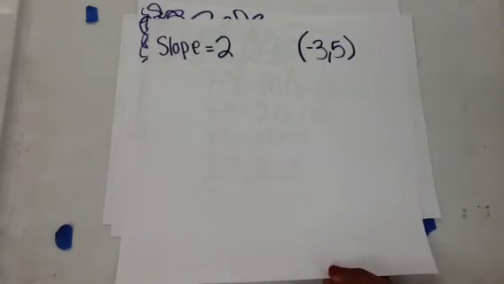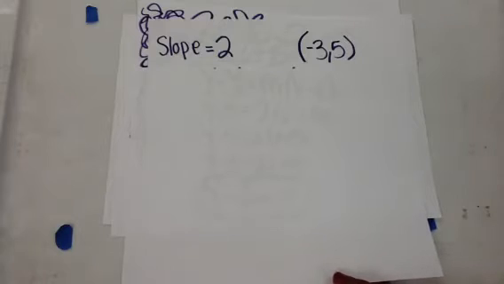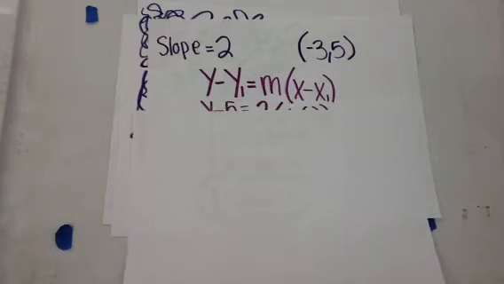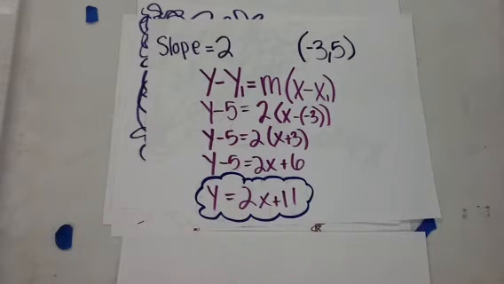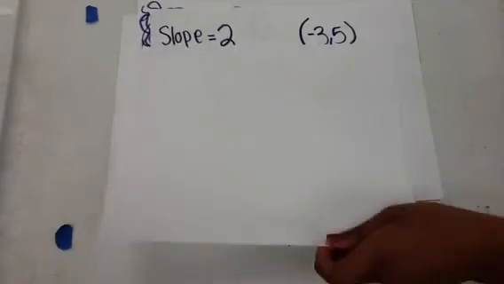Here's an example. The slope is 2 and the ordered pair is -3 and 5. Plug in the slope and the ordered pair into this point slope formula. Now simplify until you get an answer that is slope intercept form.